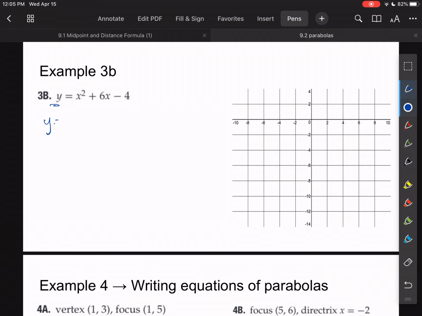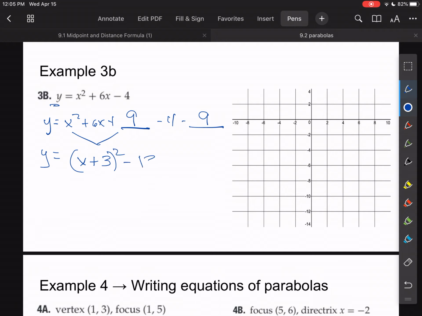So we're going to complete the square. We have x squared plus 6x plus blank minus 4 minus blank. Okay, again, completing the square, half of 6 is 3, 3 squared is 9. If I add a 9 in, I have to subtract a 9 so that I don't change my value. So now I am left with this: y equals x plus 3 squared minus 13, just combining those.